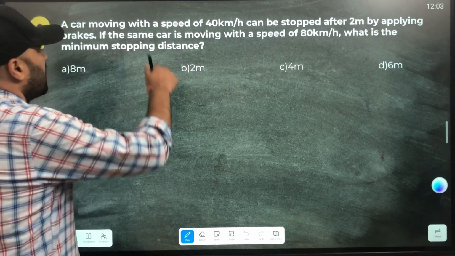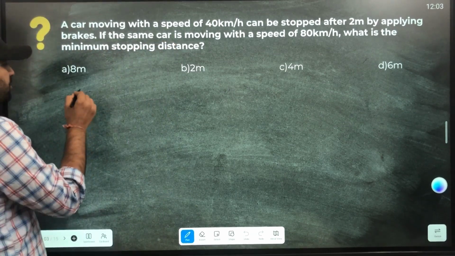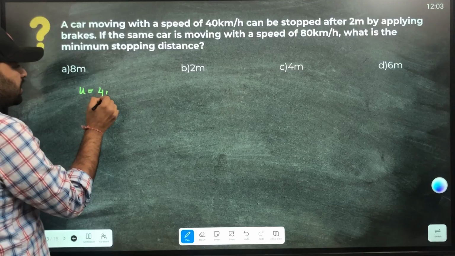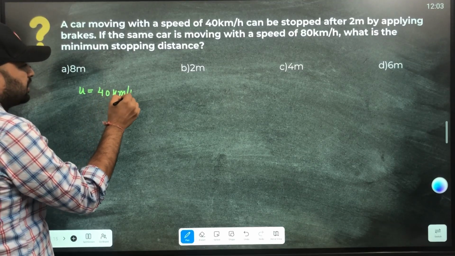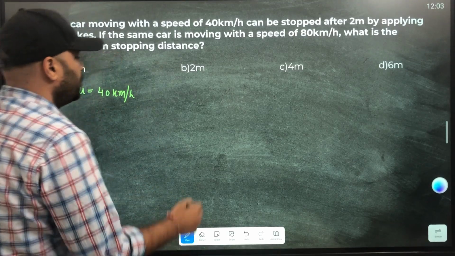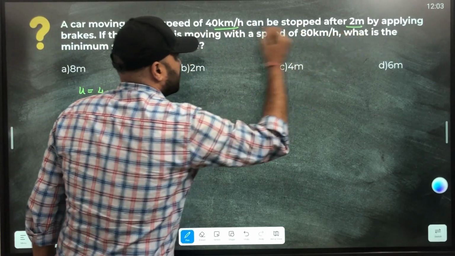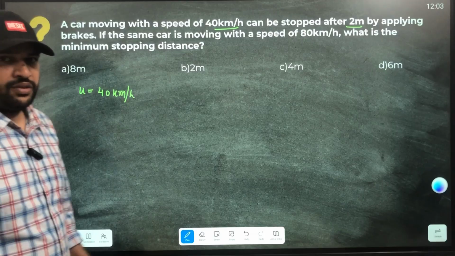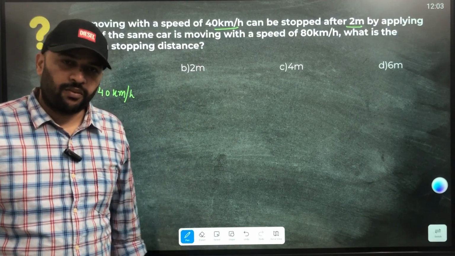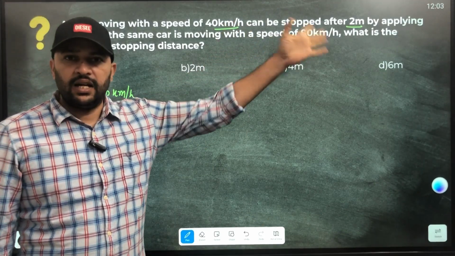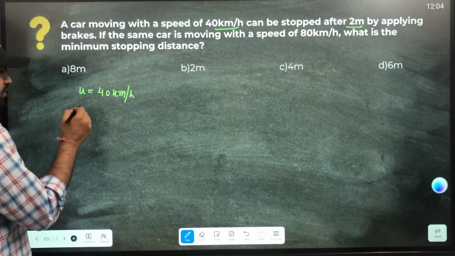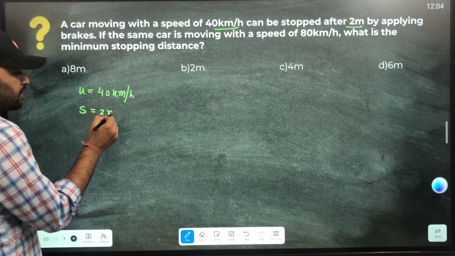Our next problem says a car moving with a speed of 40 km per hour. So this is our u, the initial velocity, 40 km per hour. It can be stopped after 2 meters. Now be very careful. Here it is kilometer per hour and here it is 2 meters, so you have to do the unit conversion. Unit conversion is very important in this particular problem. So the distance here is 2 meters.